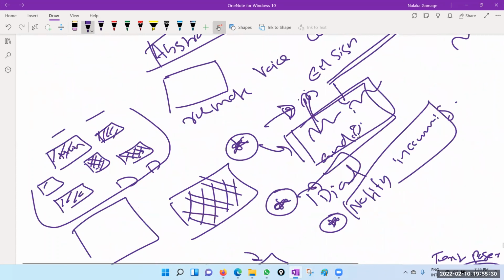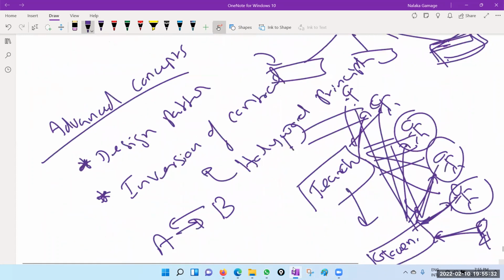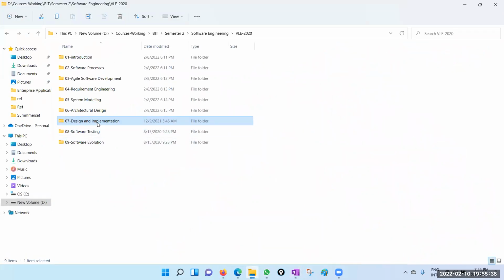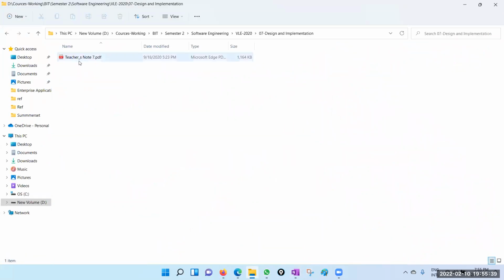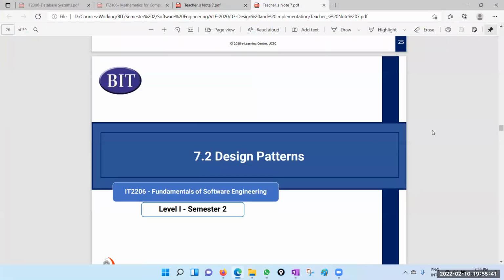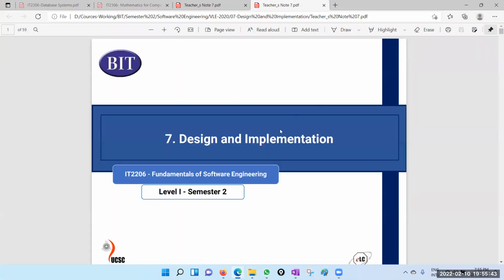Now we are moving to your slides. Once you understand the concepts, you must be able to understand your slides. So let's move on to your slides again.